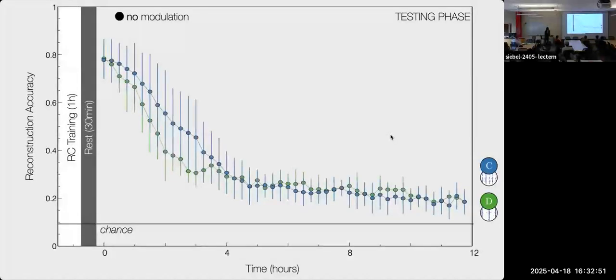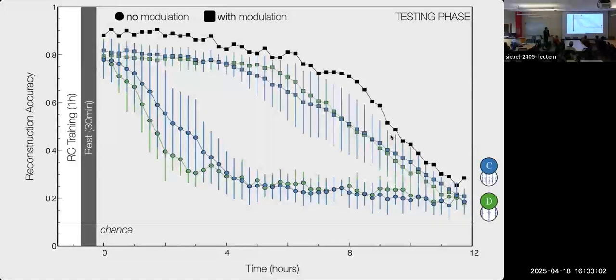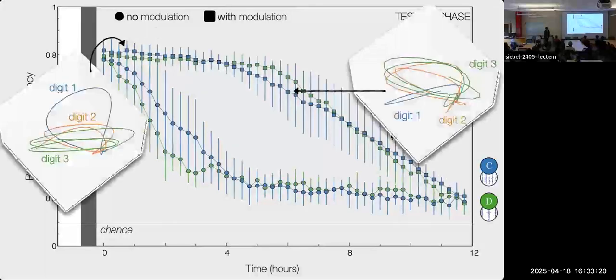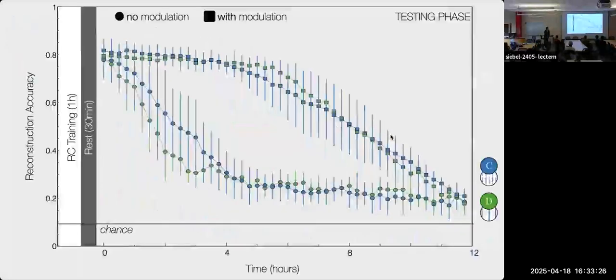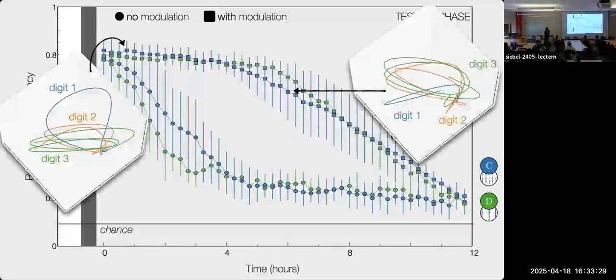This is the result from before, without any modulation. Let's just focus on types C and D because they are the two best performing results that we get. And this is with the modulation. You can see the usability of the system is extended much more, all the way up to 5, 6 to 8 hours for some samples. You can see the accuracy doesn't decay as fast. And when we look at the trajectories, even after 5, 6 hours, the trajectory still remains roughly recognizable, even after 6 hours.